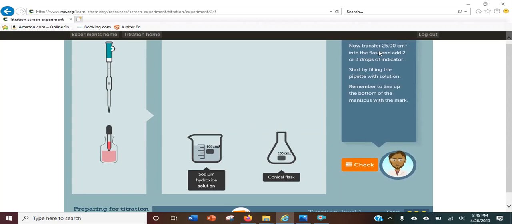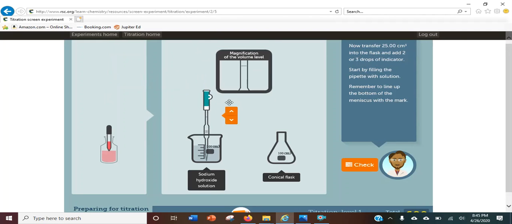Okay, so now it asks you to transfer 25 cm cube into the flask and add 2 to 3 drops of indicator. So we need to fill the pipette with the solution. So this is the pipette we just rinsed, right? So we're again going to fill it until it's touching the line. So you want to make sure the meniscus is touching the line.